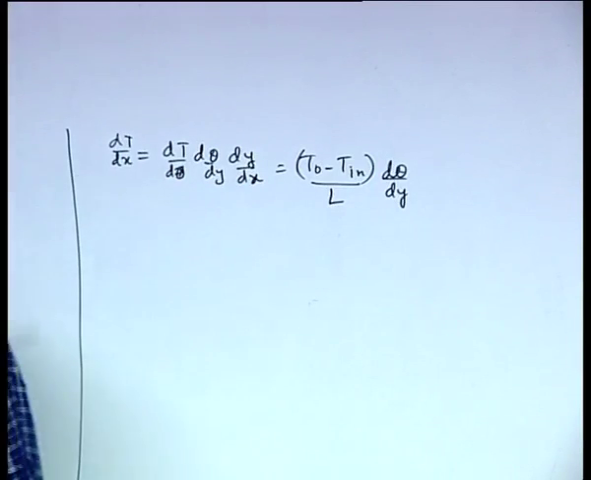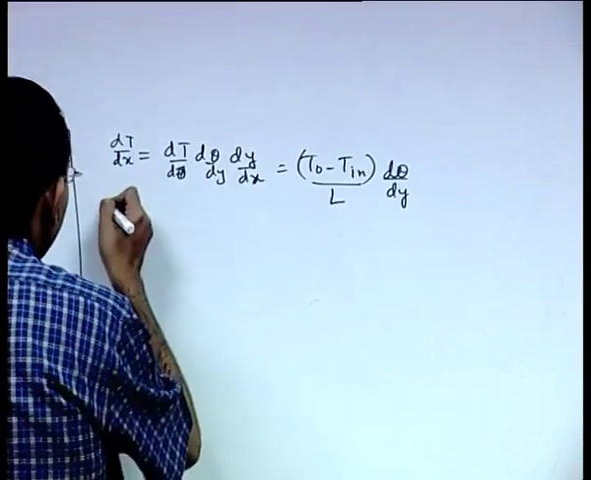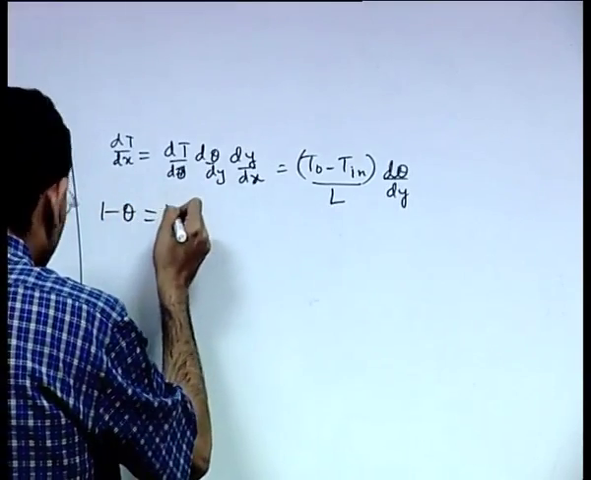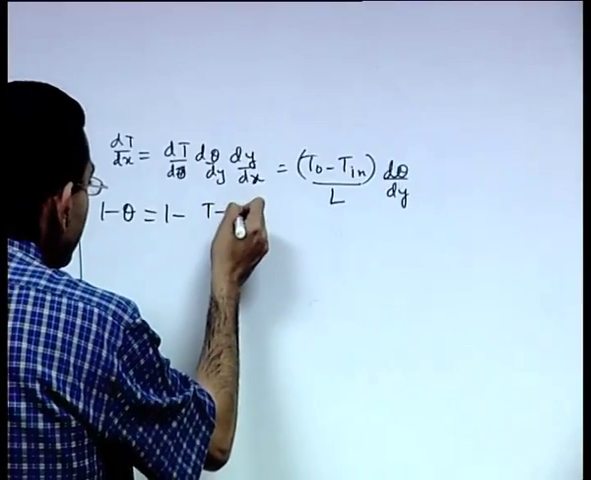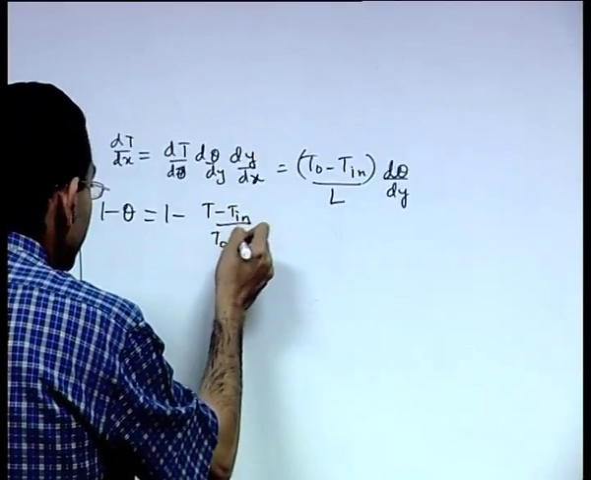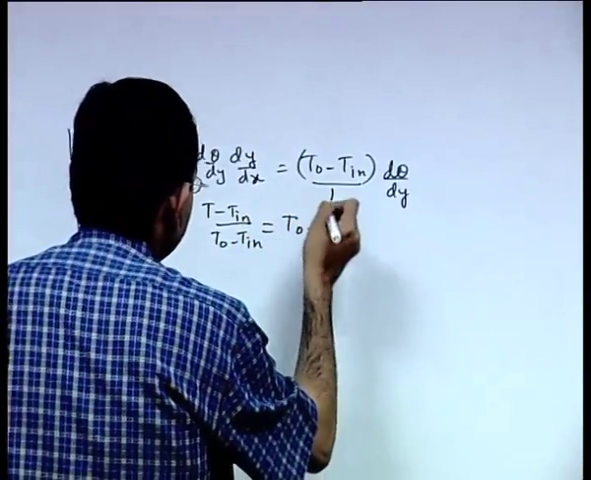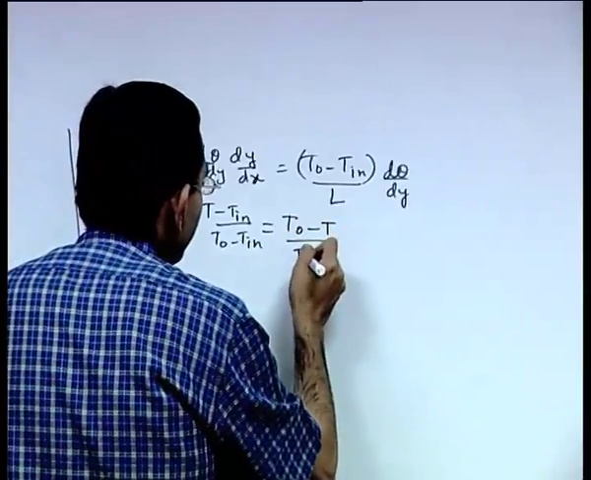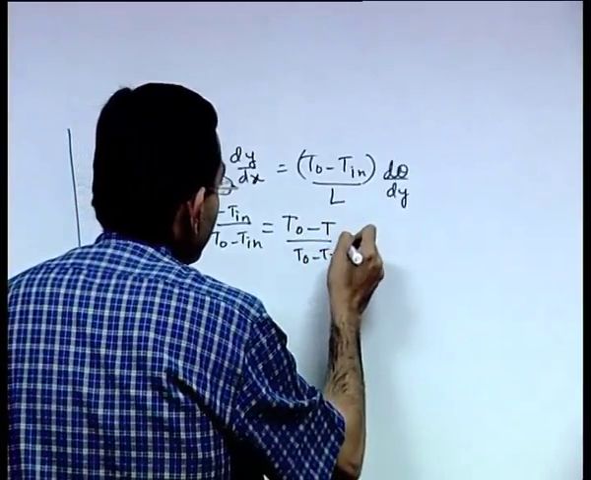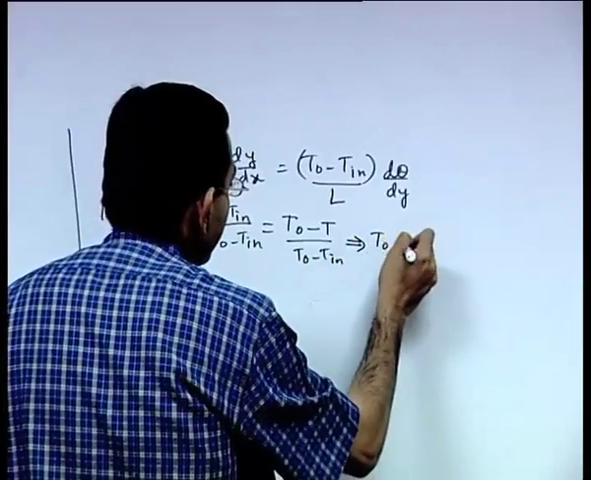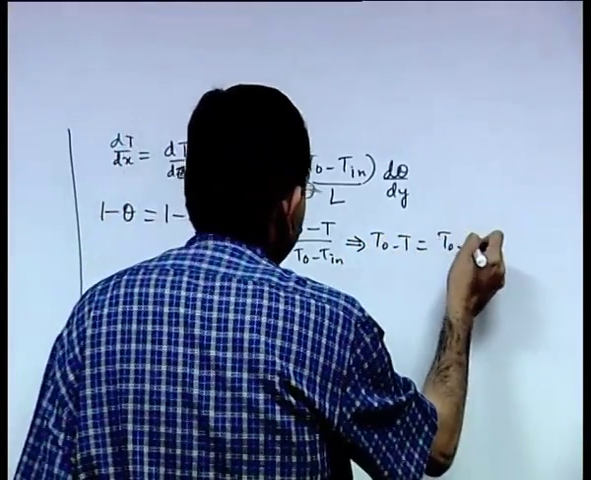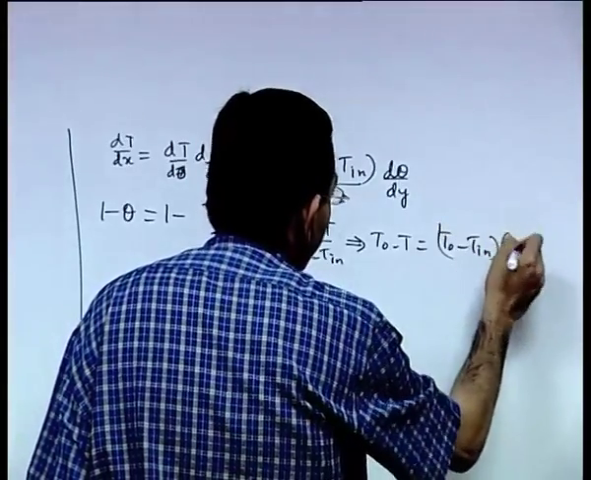And to calculate T0 minus T, effectively you can do that by using 1 minus theta. So 1 minus theta is equal to 1 minus T in by T0 minus T in. So it is T0 minus T by T0 minus T in. This means T0 minus T is equal to T0 minus T in into 1 minus theta.